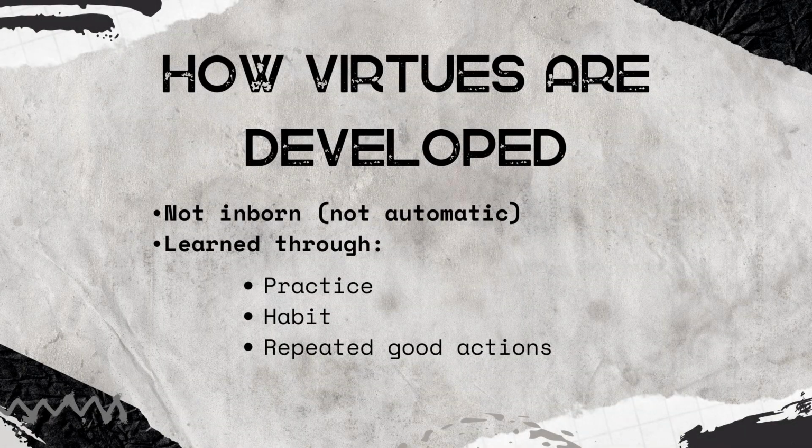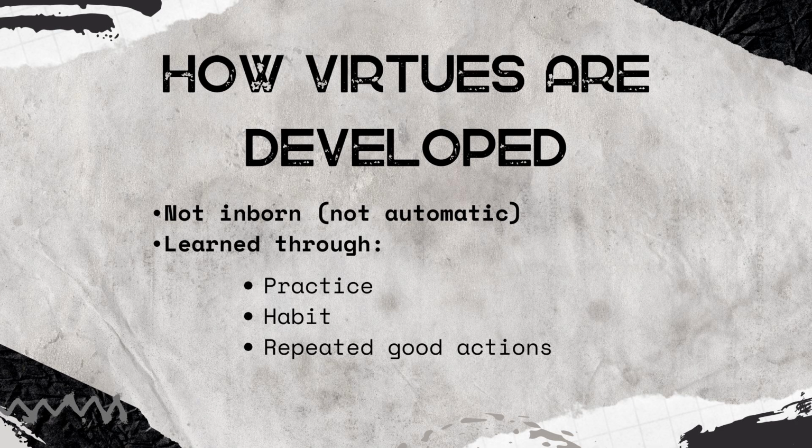How virtues are developed. According to Aristotle, virtues are not something we are born with. They are learned and developed over time. So, virtues are not built in to us. We learn them by experience and develop them over time. Just like any skill, virtues grow through practice, repetition, and experience. You don't become a good person overnight. Instead, you become good by repeatedly choosing the right actions until they become part of your character. Over time, these actions turn into habits, and those habits shape who you are as a person.